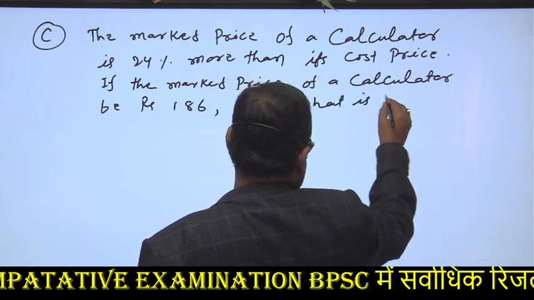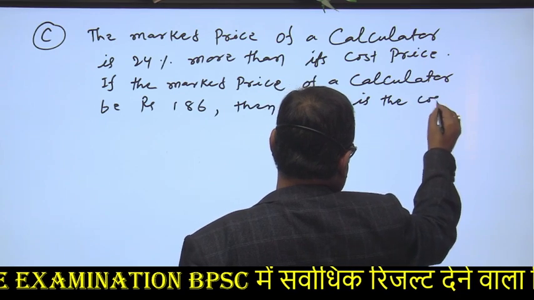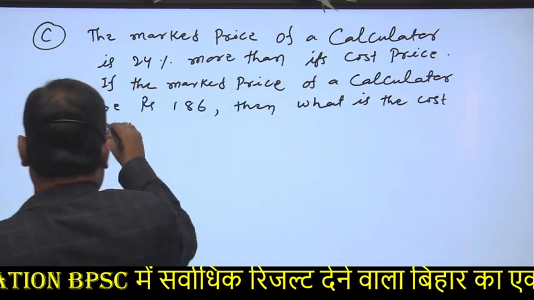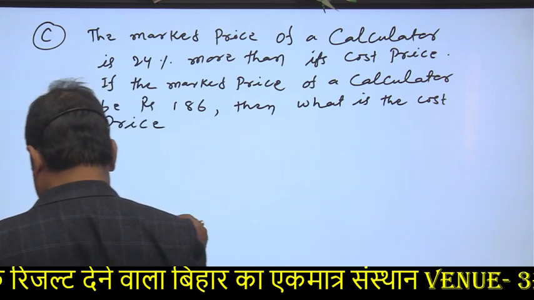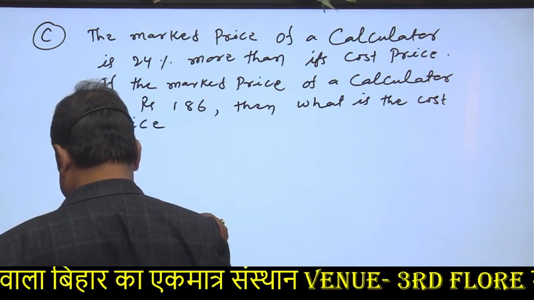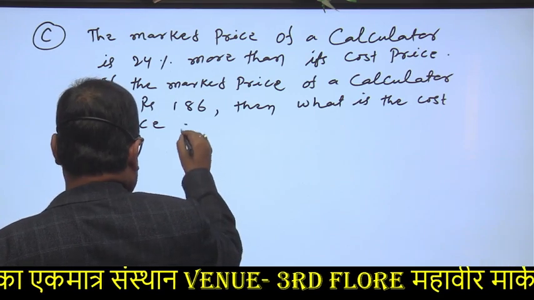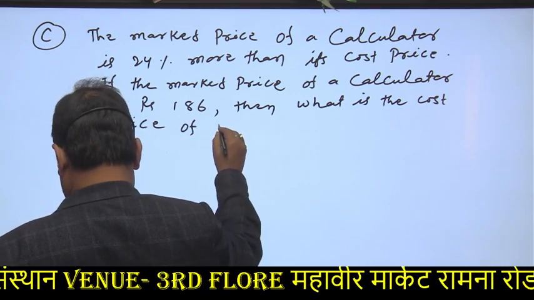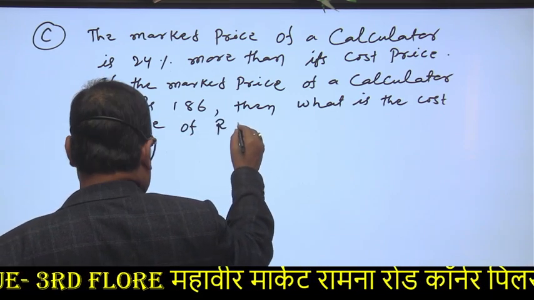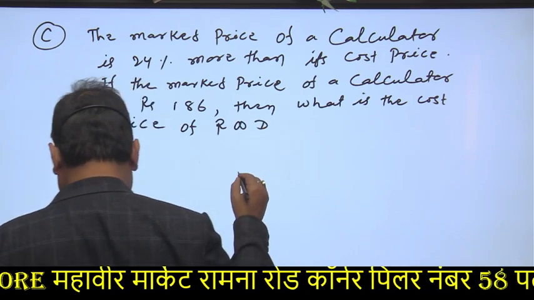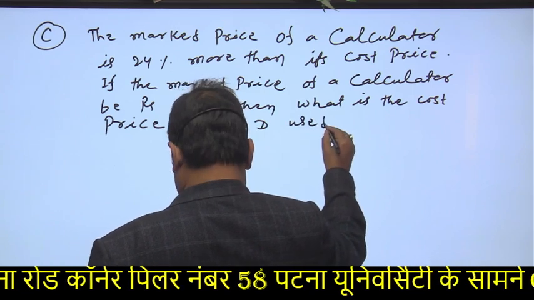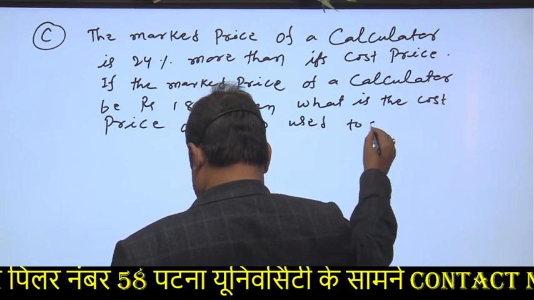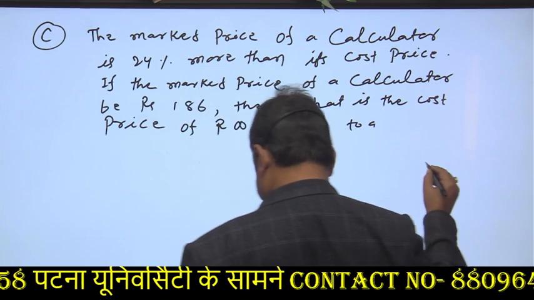What is the cost price? What is the cost price of a single unit of calculator?